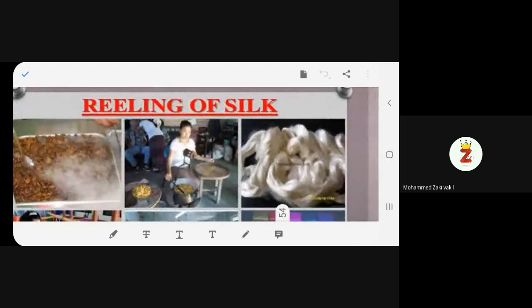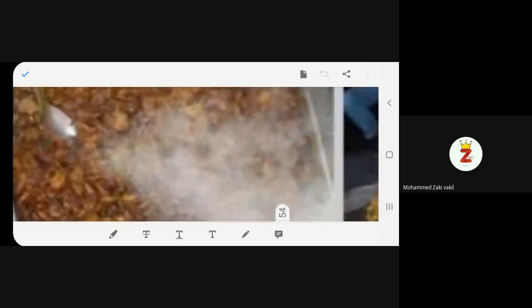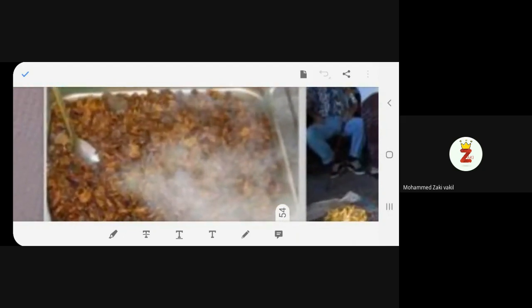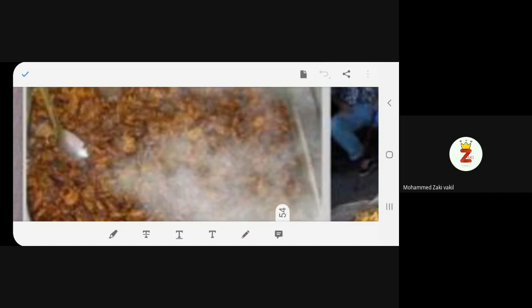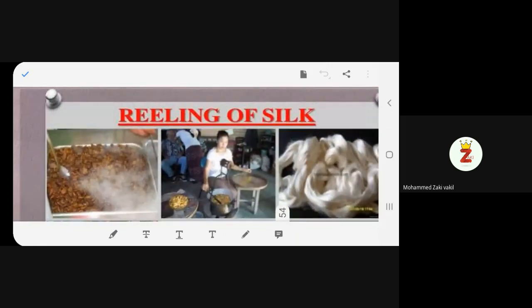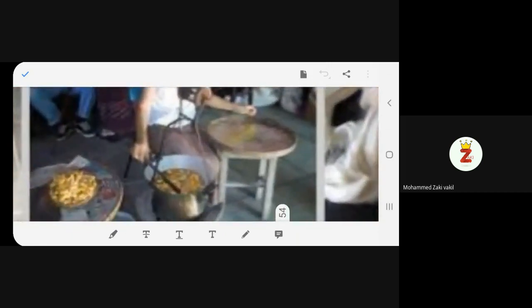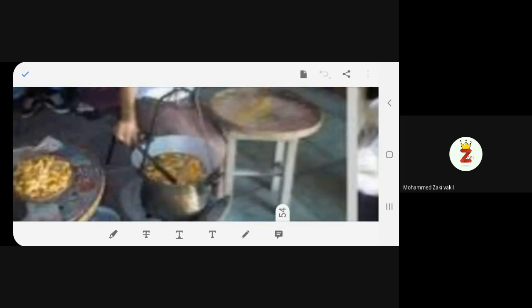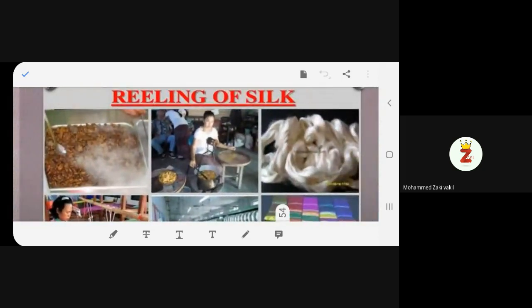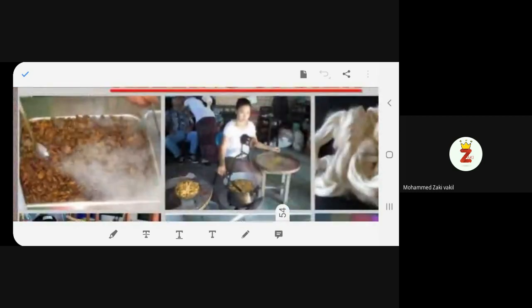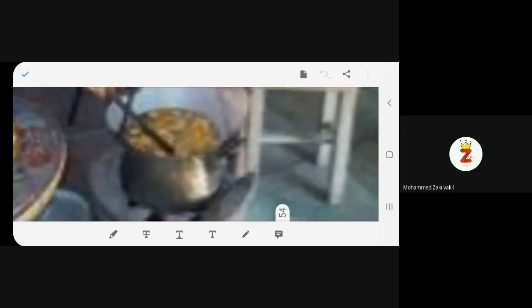See the reeling of silk. The cocoons are boiled. Can you see this? Cocoons are boiled, right? Then steamed. This is boiled and this is steamed. Can you see this? Yes?